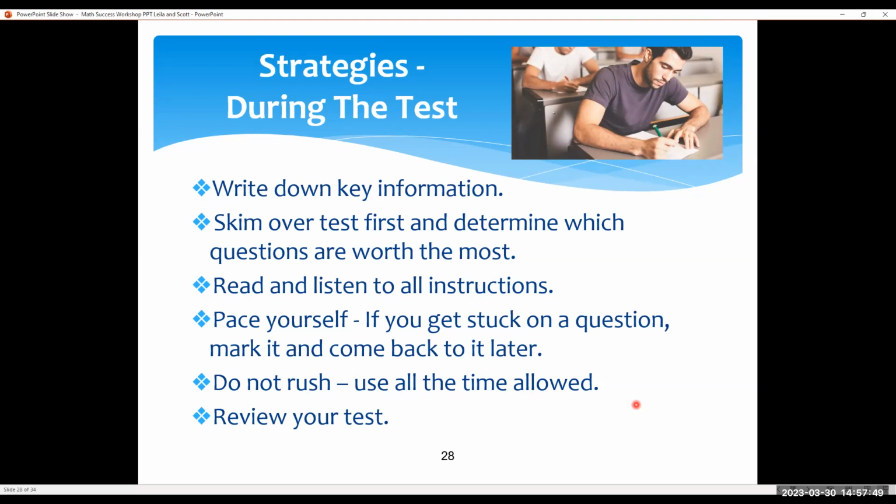Okay, skim over the test. If you don't do this, I recommend it. Take a moment. Don't start answering right away. Just flip through the test. Where are the big point questions? Where are some that I know I struggle with perhaps, and I know I need a little bit more time on? And then pace yourself. Because now that you know what's on the test, you can give yourself a good pace.